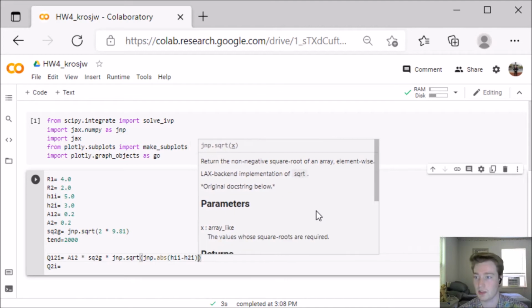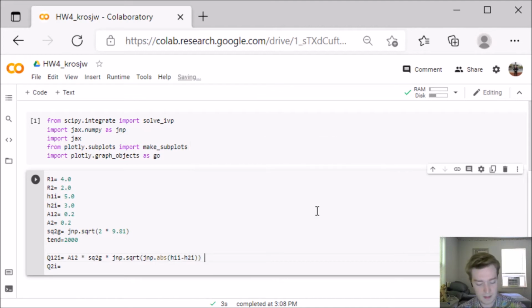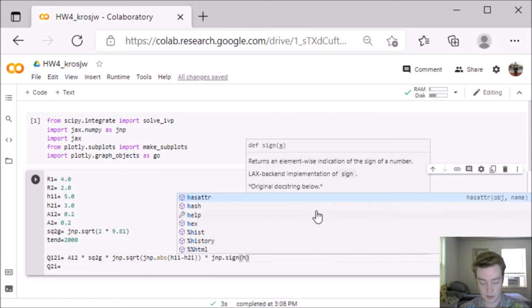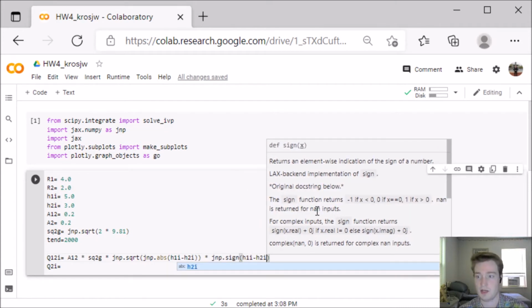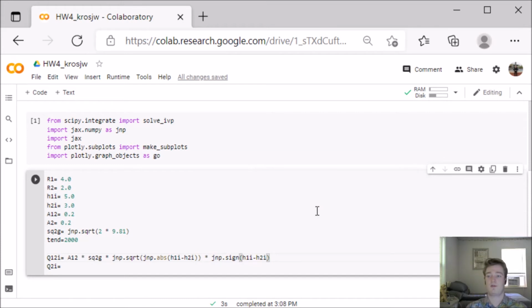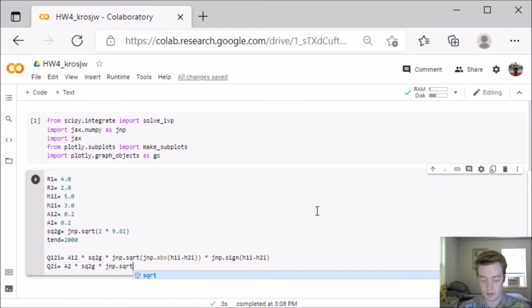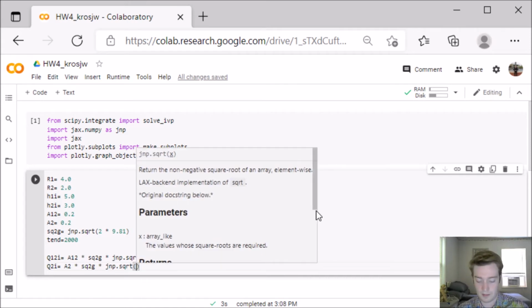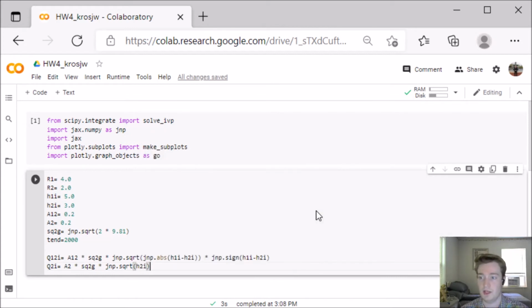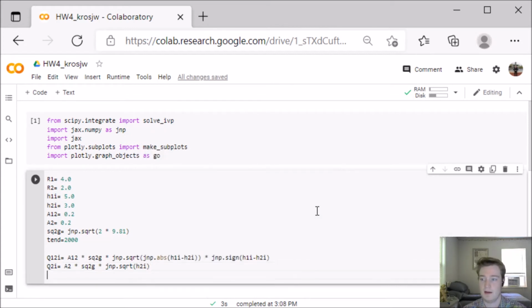H2 initial, just like that, times the sine of H1 initial minus H2 initial, just like that. And that was from the original parts of this equation. And the same thing goes for here, which is A2 times square root 2G times the square root of H2 initial, just like that.